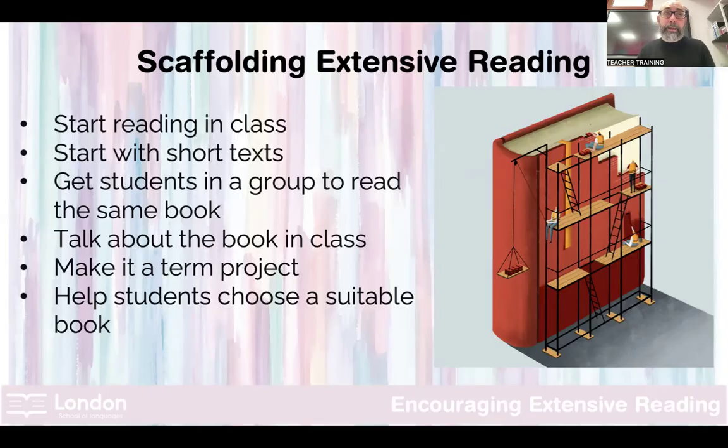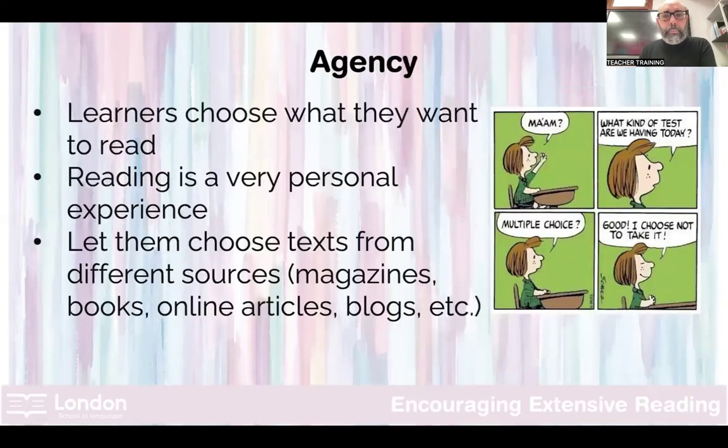I mean, very often, the reason why a program like this fails is because students cannot find the book that will suit their needs in terms of level, in terms of interest. So you need to help them choose the right book. But of course, agency is important as well. What do I mean by agency? Well, it's the opportunity to choose the texts they want to read. So learners choose what they want to read. I think it is very important.